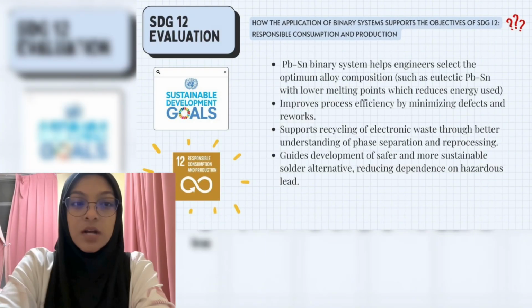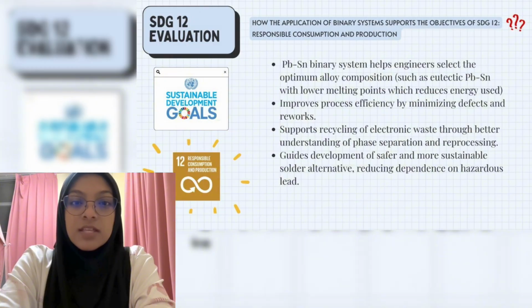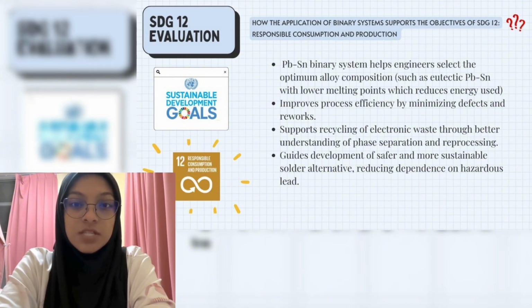Thank you. How does the application of the lead-tin binary system support SDG12? What is SDG12? It is responsible consumption and production. The lead-tin binary system is widely applied in soldering and alloy manufacturing, especially in electronics. Understanding its binary phase diagram supports SDG12 by enabling more efficient, safer, and sustainable material use.